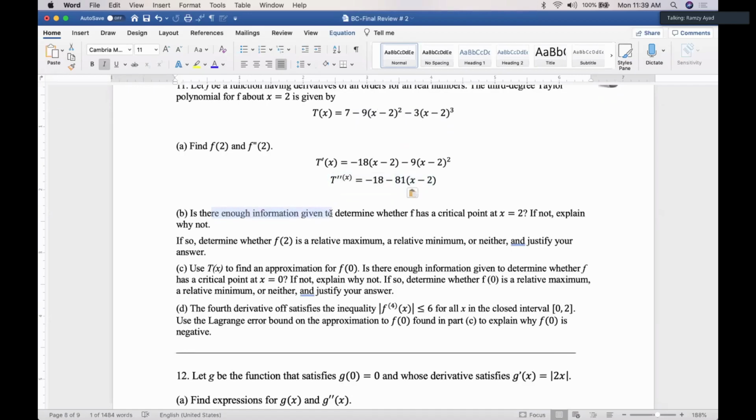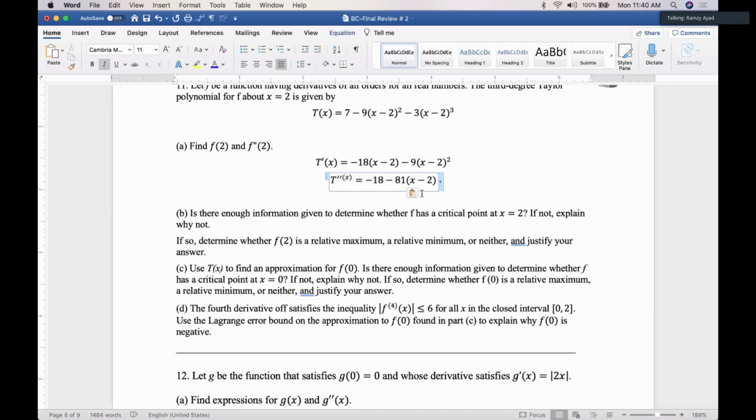Is there enough information given to determine f has a critical number at 2? If not, explain why not. If so, determine if it's maximum or neither. Yes, there is enough information to say that at 2 there's a critical number. Why? Because if you put a 2 here, you're going to get 0 for the first derivative. And that is an exact value of the first derivative. We said when you evaluate at the center, you get an exact value. So this is an exact value, which is 0. Makes 2 a critical number.